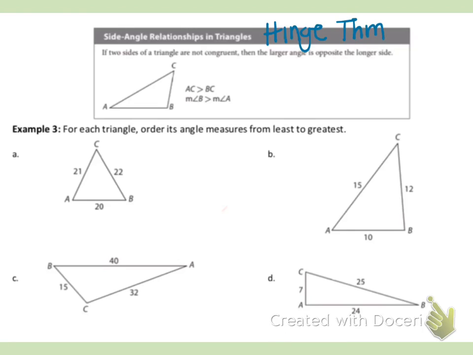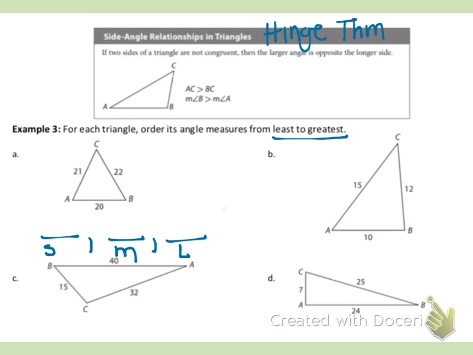So the hinge theorem. Looking at these examples, what we want to do is tell what the biggest angle is and what the smallest angle is. We'll be asked to order them from least to greatest. So I'm going to set up a little format for our answers. We want the smallest first, then the largest at the end, so small, medium, and large. Sometimes they want it largest to smallest, but in this case they want the smallest angle first.